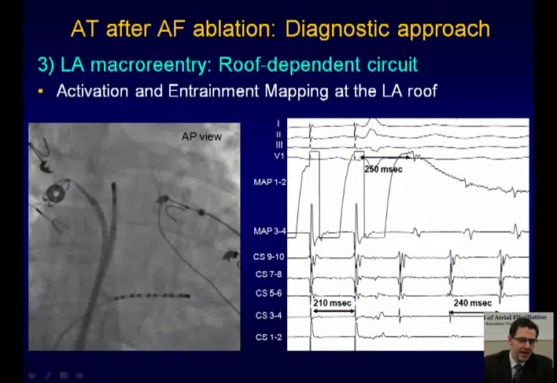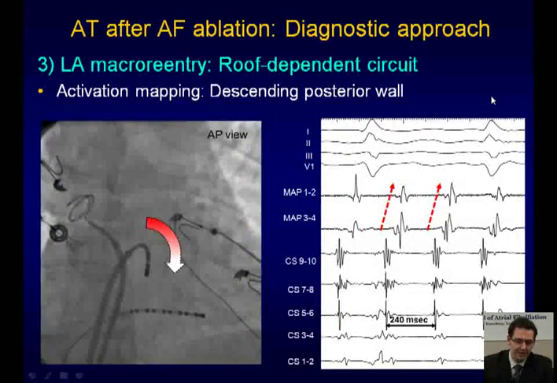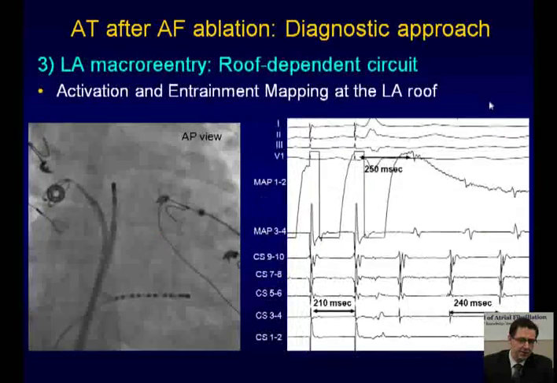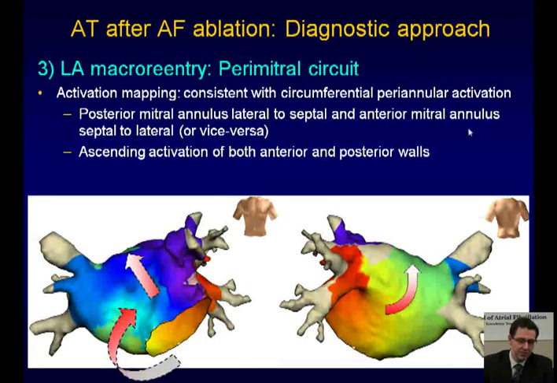In these cases, the activation mapping will be consistent with a circumferential periannular activation around the annulus. The posterior mitral annulus can be activated from lateral to septal, and the anterior mitral annulus from septal to lateral, or the opposite. In both these possibilities, there's an ascending activation on both the anterior and posterior wall, as shown on the NAVEX images here.